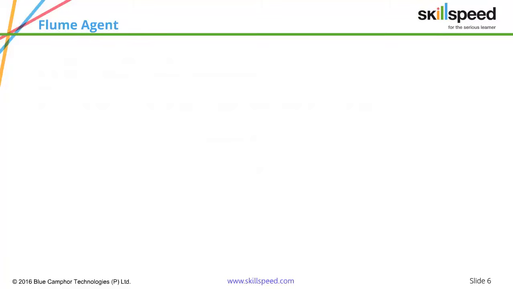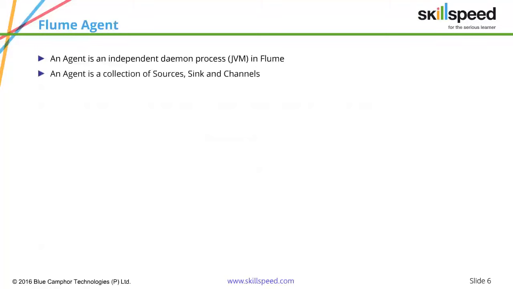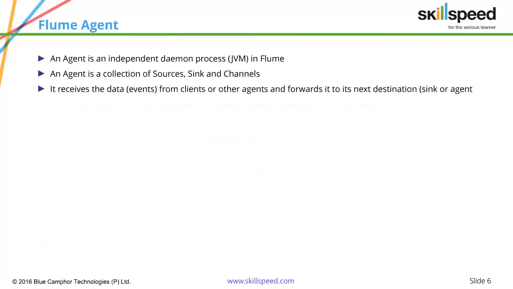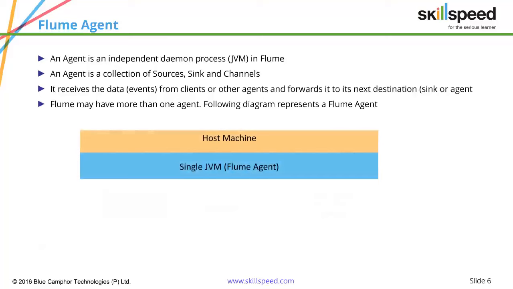Now let's understand what exactly is an agent. An agent is an independent daemon process, or JVM, in Flume. Always and always, an agent is defined by at least three components: source, sink, and channel. Now the agent basically receives the data or events from clients or other agents and forwards it to either the final destination or to other agents. Flume may have more than one agent. The following diagram represents a Flume agent.